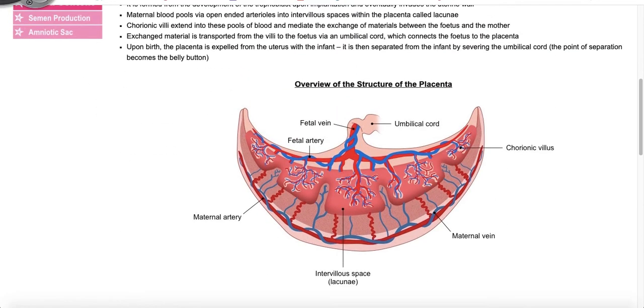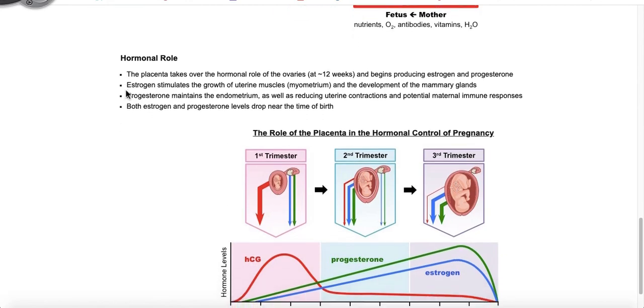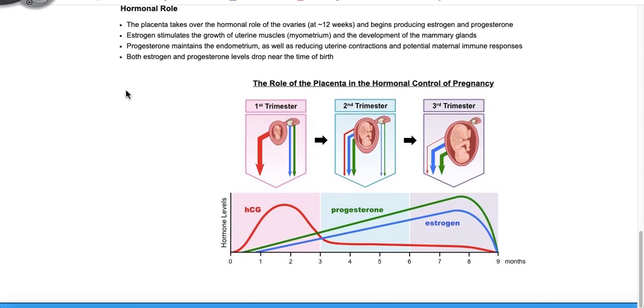So here, going back to the placenta, we see the umbilical cord. That's where the fetal vein and the fetal arteries are. And remember that the umbilical cord is what's going to connect to that fetus. Okay. So there it is. That is the role and the structure of the placenta.